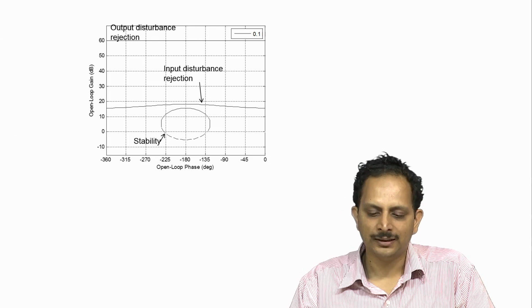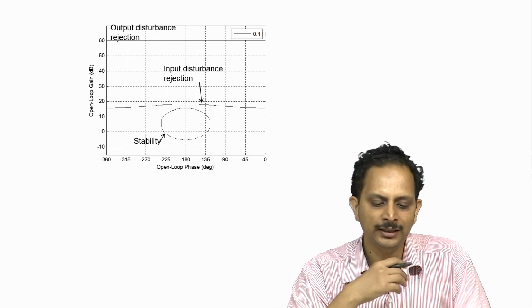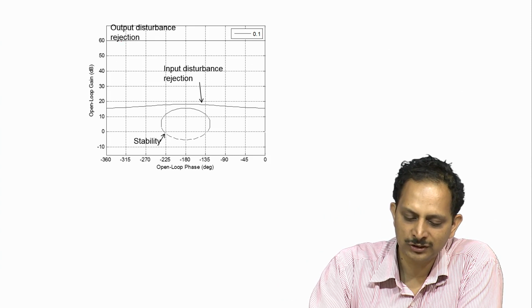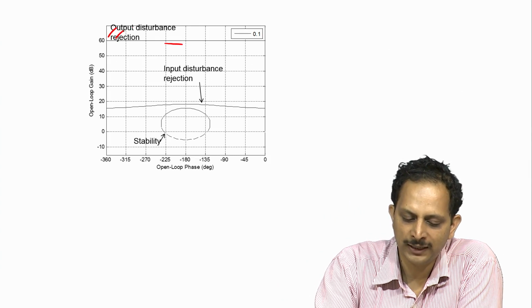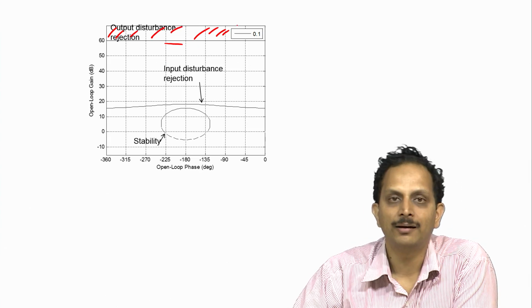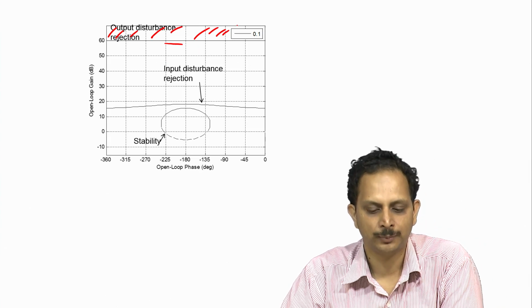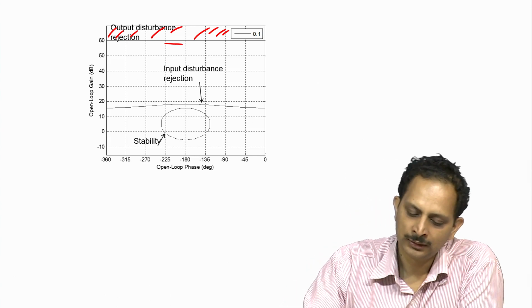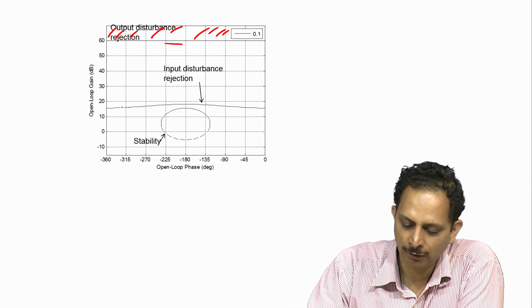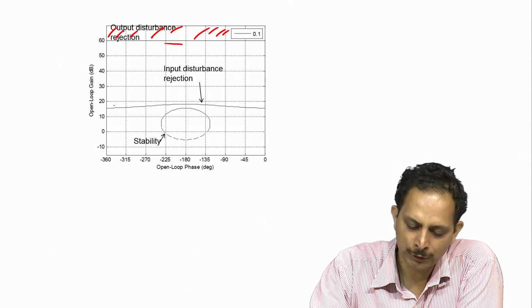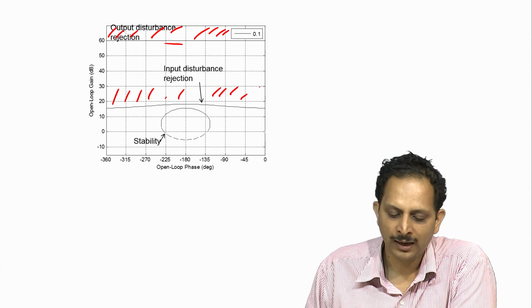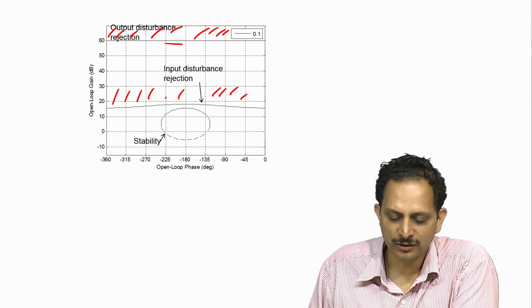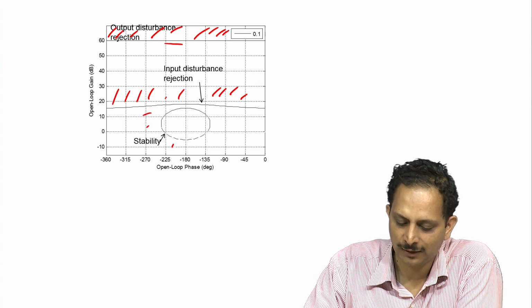This has also been repeated at one lesser frequency, namely at 0.1 radian per second. Now at this frequency the output disturbance rejection specification is given by this black curve here. So the loop gain should lie above this black curve for it to reject the output disturbance by the specified amount at that frequency. The input disturbance rejection specification has been given by this other black curve here. So the loop gain should lie above this curve for it to satisfy the input disturbance rejection spec, and for it to satisfy the stability specification it should lie outside this circle.